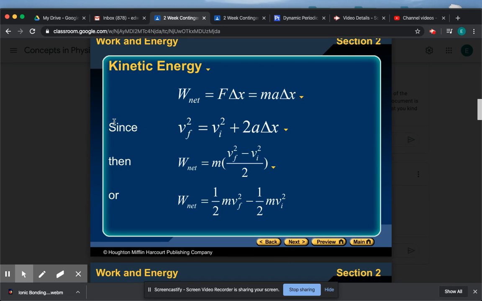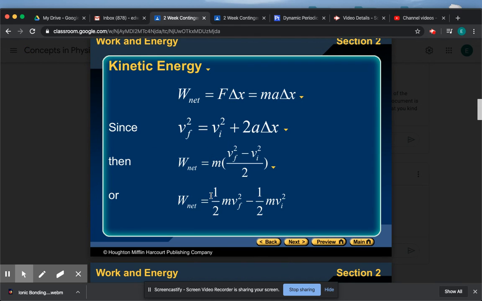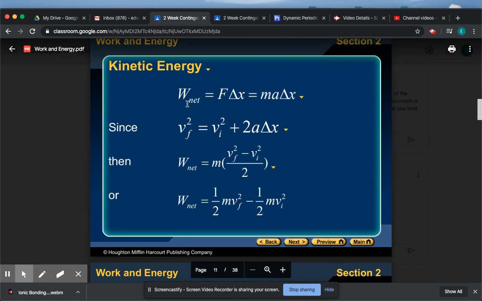What they're doing here is rearranging the equation to show you where the kinetic energy equation comes from. Kinetic energy is the energy of motion, and if something's in motion, then it has to be doing work. So let's look at the work equation. Work is force times displacement. Force, if you remember, F is equal to ma. So that's where this comes from. They're changing F. This right here is F. They just changed F to ma.